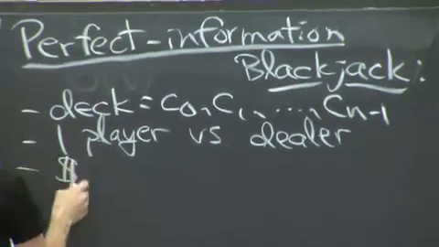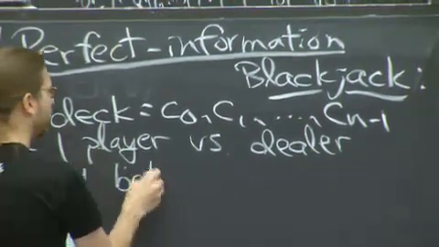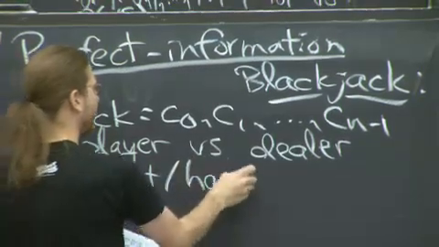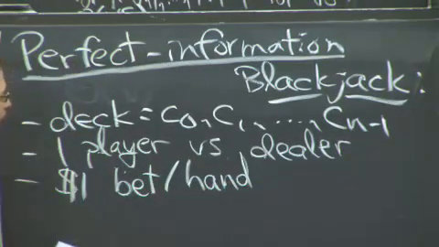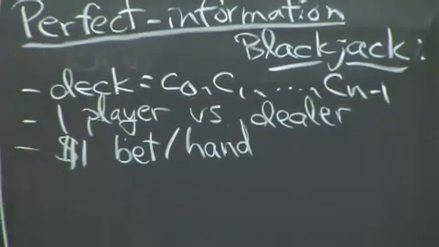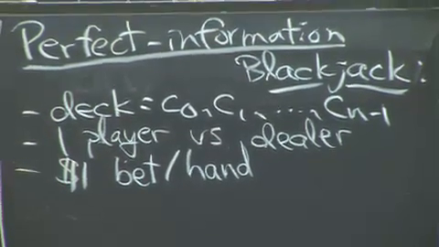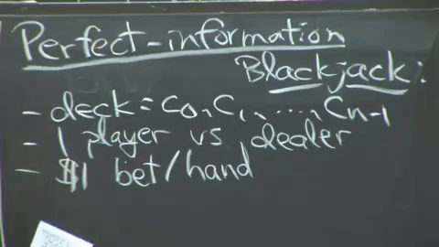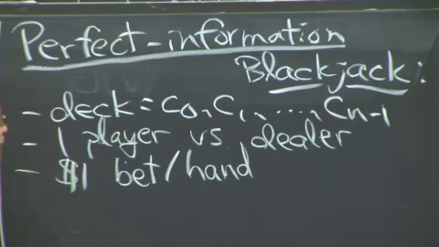Let's say $1 bet per hand, I think they're called. I'm not sure. Per play, per box, whatever. You're not allowed to double. You're not allowed to split. All these fancy rules are harder to think about, although you might be able to solve them as well. So the idea is I have some cards. Should I hit or should I stand? I don't know. I'll guess.